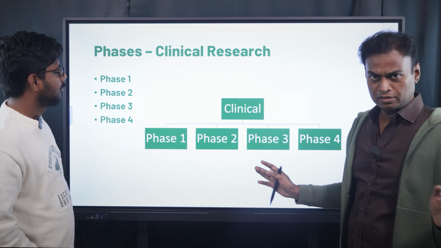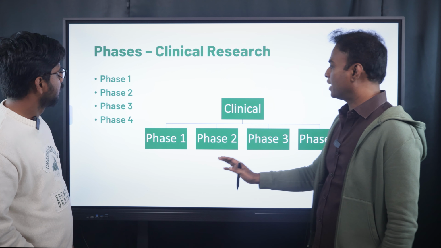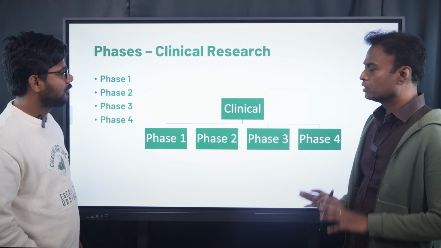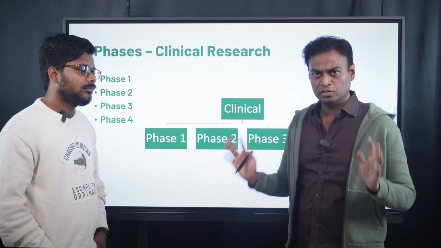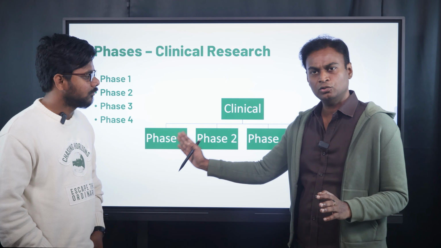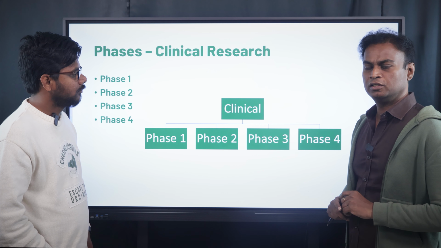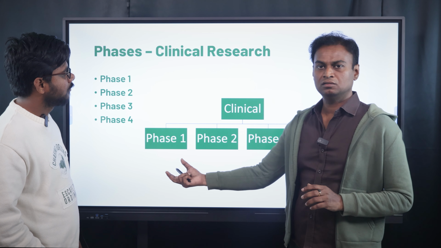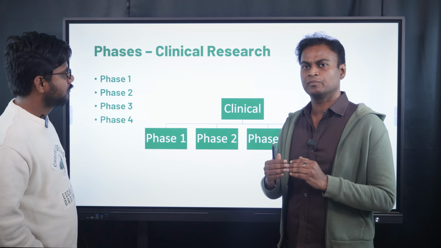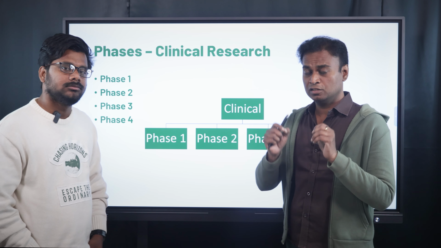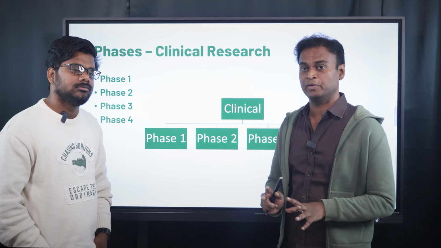Clinical research is on human beings. It is carried out in four phases: phase 1, phase 2, phase 3, phase 4. And we will check the importance of each phase. Why do we need to divide into four phases? The important rule here is that phase 1 is the first phase. The medicine is coming from animals to human beings for the first time. What do we have to do? We have to test in a minimal number of healthy people.